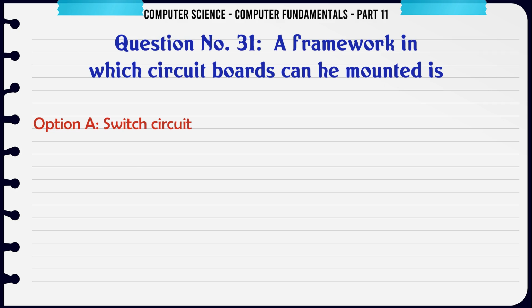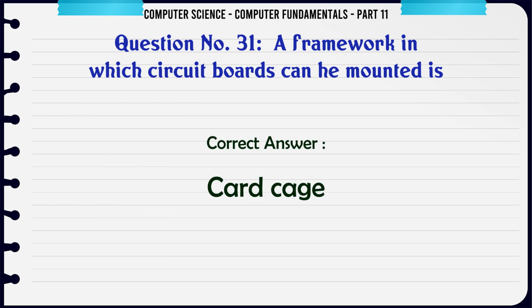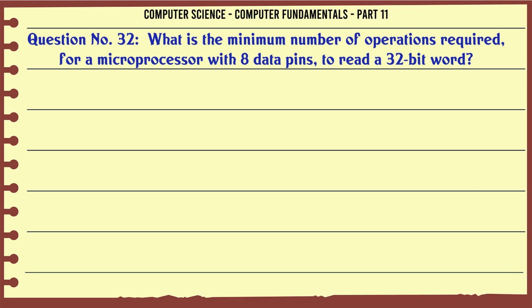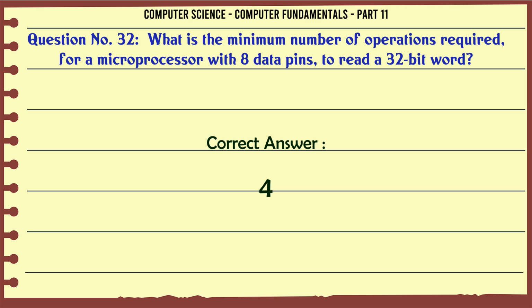A framework in which circuit boards can be mounted is A. Switch circuit. B. Chip. C. Card cage. D. Barcode. The correct answer is card cage. What is the minimum number of operations required for a microprocessor with 8 data pins to read a 32-bit word? A. 1. B. 2. C. 4. D. 8. The correct answer is 4.